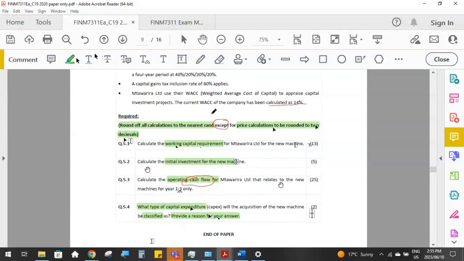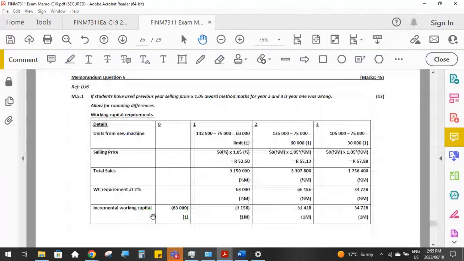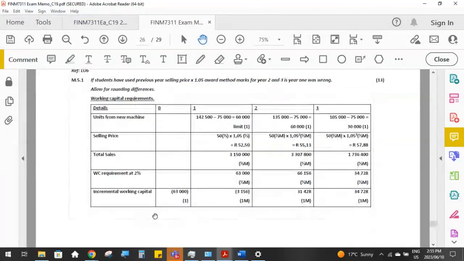Okay, so let's go and have a look at the workings. First of all, what are the working capital requirements? What's the rand value of the initial investment? And then what are the operating cash flows for that machine going to be? So the first one is the working capital requirements. Remember, the working capital requirements are going to be using the number of units that the new machine is going to make, 2% of the sales value of those units.